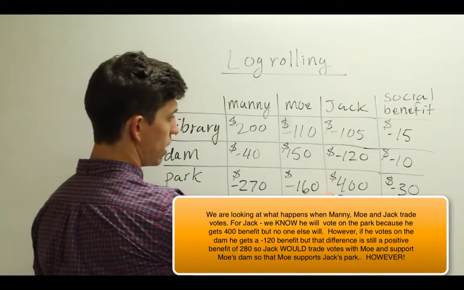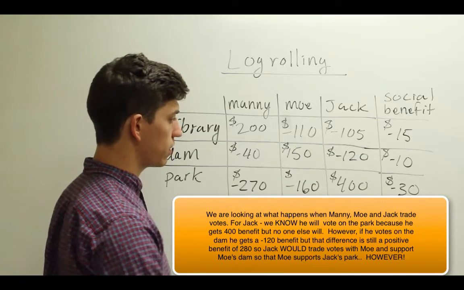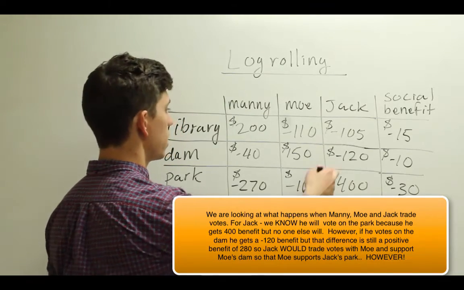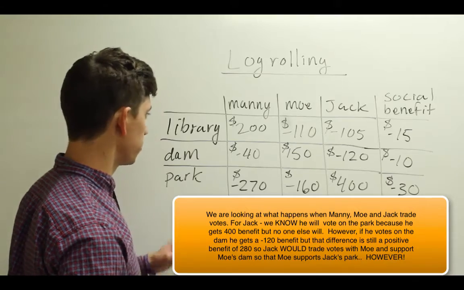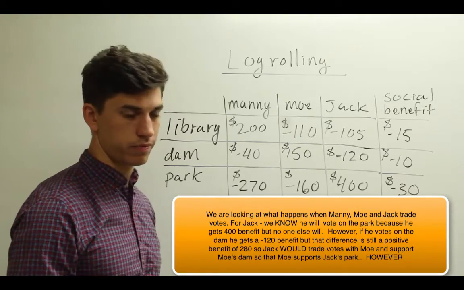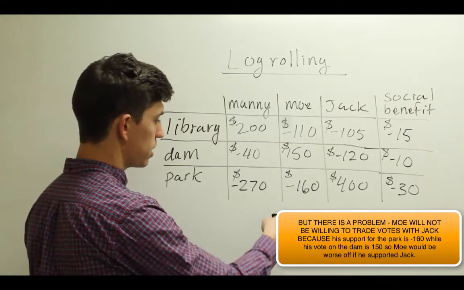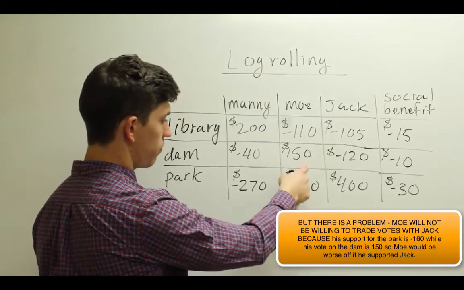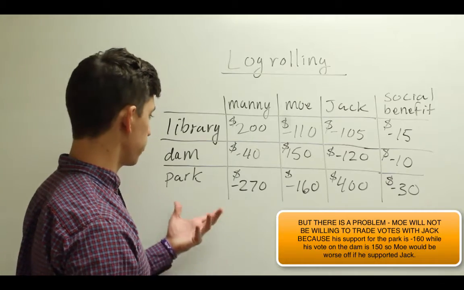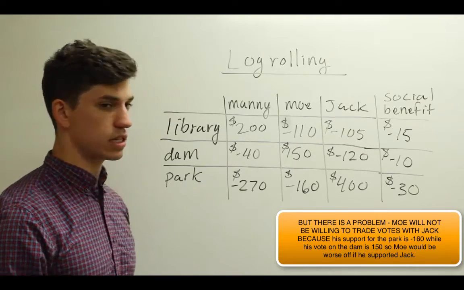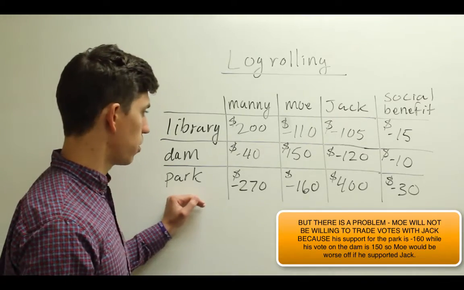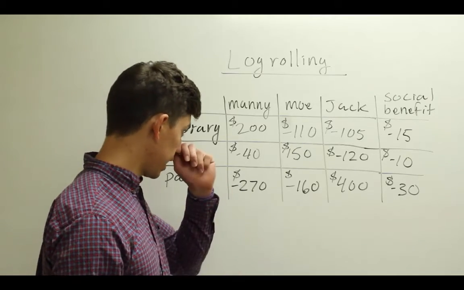Right, so obviously Jack would, because Jack would have 280 net benefit. He'd get a positive 400 for building the park and negative 120 from building the dam. So that's still a net positive for him. But notice that Mo is going to end up with negative benefit then, right? Because he's going to end up with 150 positive for the dam, but a negative 160 benefit from the park. So Mo wouldn't be willing to trade like that, right?